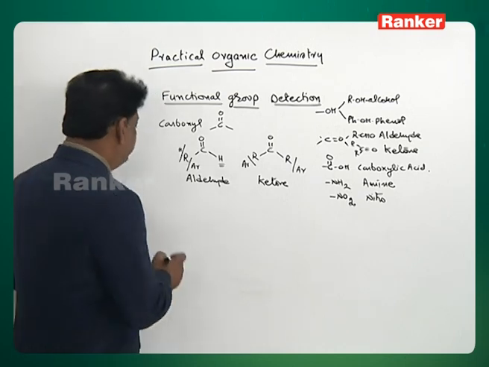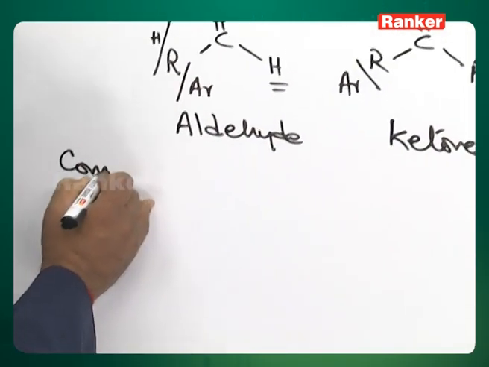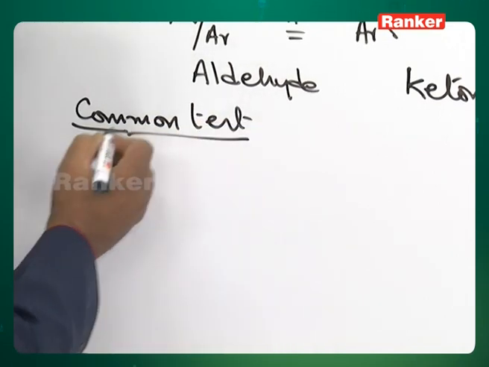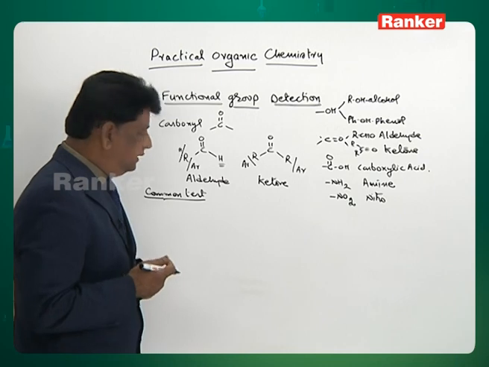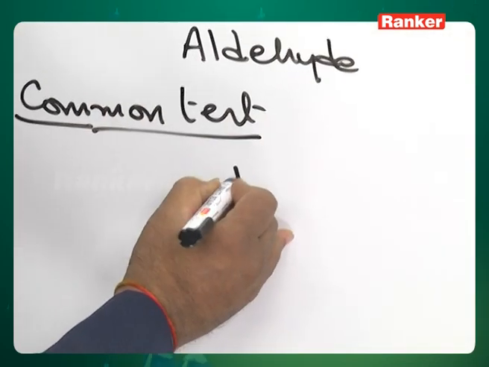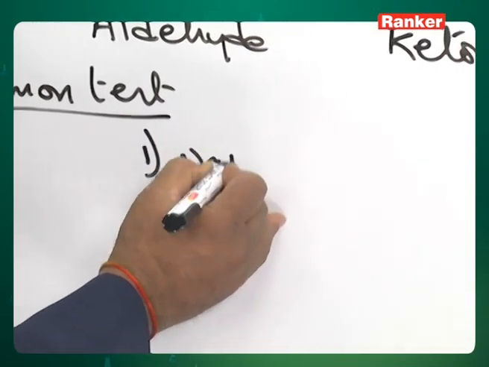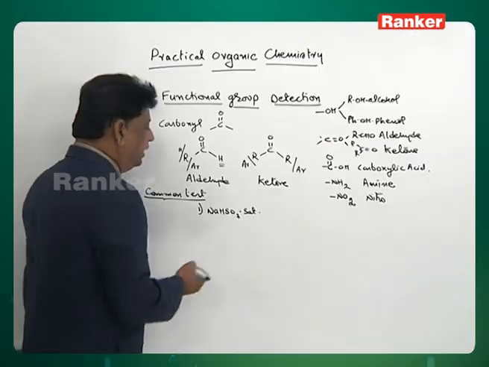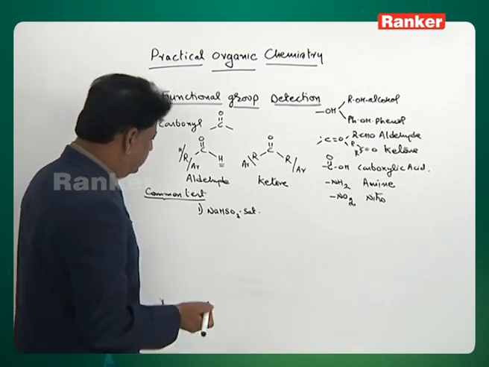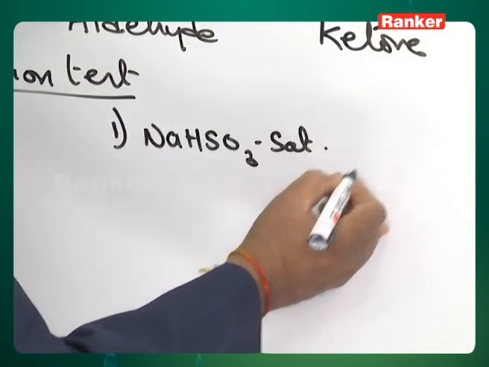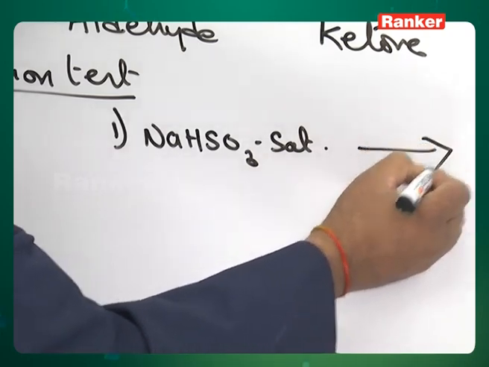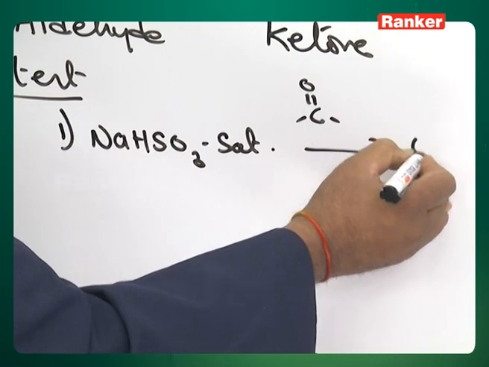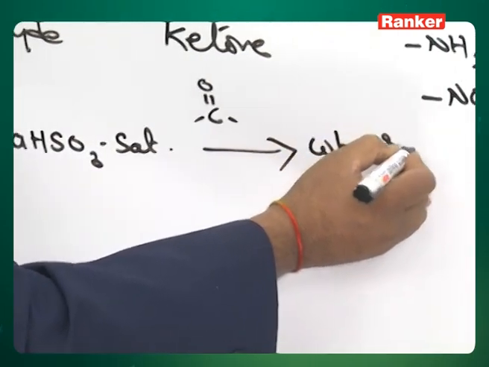So let us first go for the common tests. There are some common tests. Both aldehydes and ketones respond to these reactions. One is sodium bisulfite. A saturated solution you have to take, add it to the aldehyde, and both ketones also respond to this reaction.